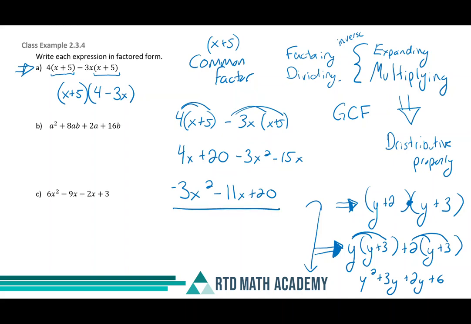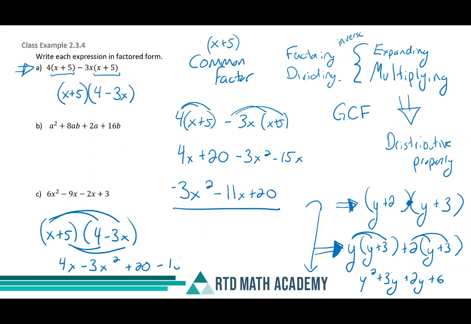Okay. Now what happens if I did this with the FOIL? What happens if I did this and expanded it a different way? 4 times x is 4x. X times negative 3x is negative 3x squared. I get a plus 20 and I get a minus 15x. Looks like it's the same thing. If I rewrite this in descending order, I get negative 3x squared minus 11x plus 20.